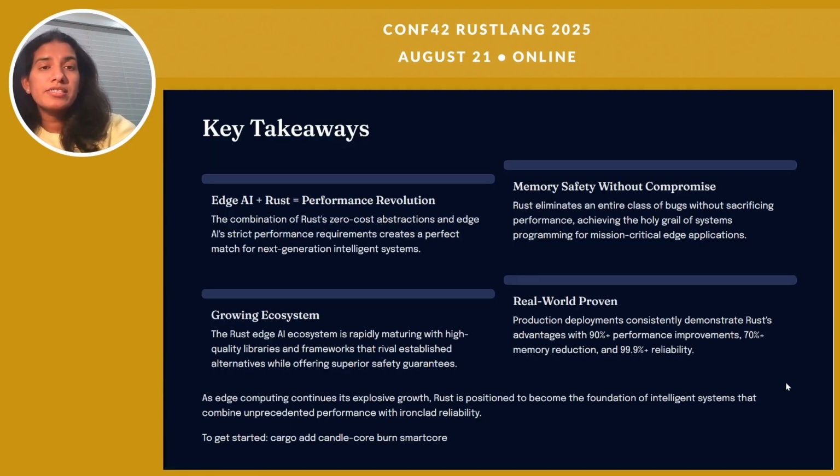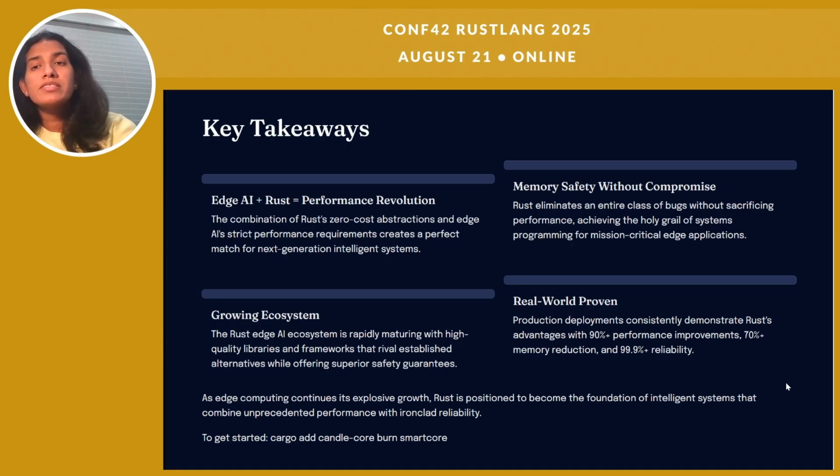Some of the key takeaways from today's session are that Rust and Edge AI will enhance the performance of next generation intelligent systems. Rust is also memory safe without any compromises, so we can eliminate an entire class of bugs without sacrificing the performance of systems programming for mission critical edge applications. The Rust Edge AI ecosystem is also rapidly maturing with high quality libraries and frameworks, so there are a lot of opportunities and alternatives while offering superior safety guarantees.